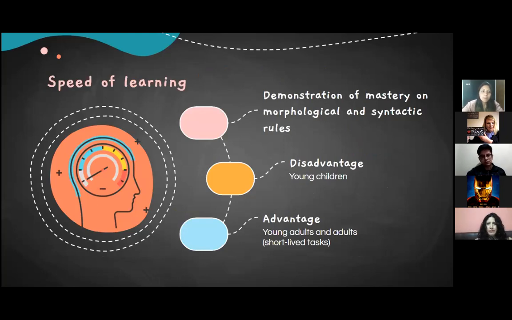Referring to the speed of learning, in most of the studies, the objective was to demonstrate mastery of morphological and syntactic rules. That's why the advantages were for young adults and the disadvantages were for young children. However, in young adults, it was found that short-term tasks were the only way that adults can get the knowledge.